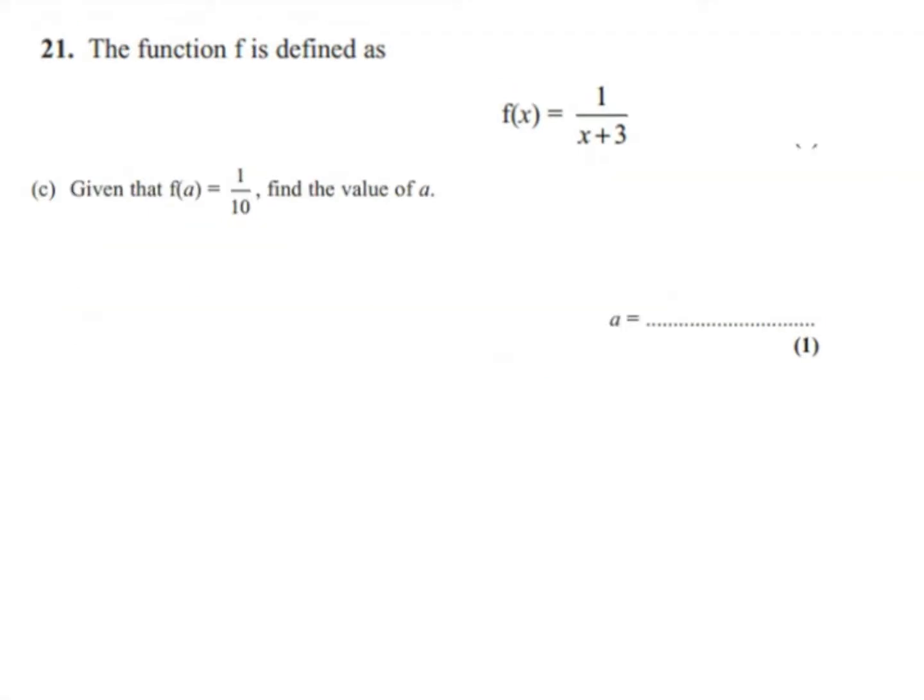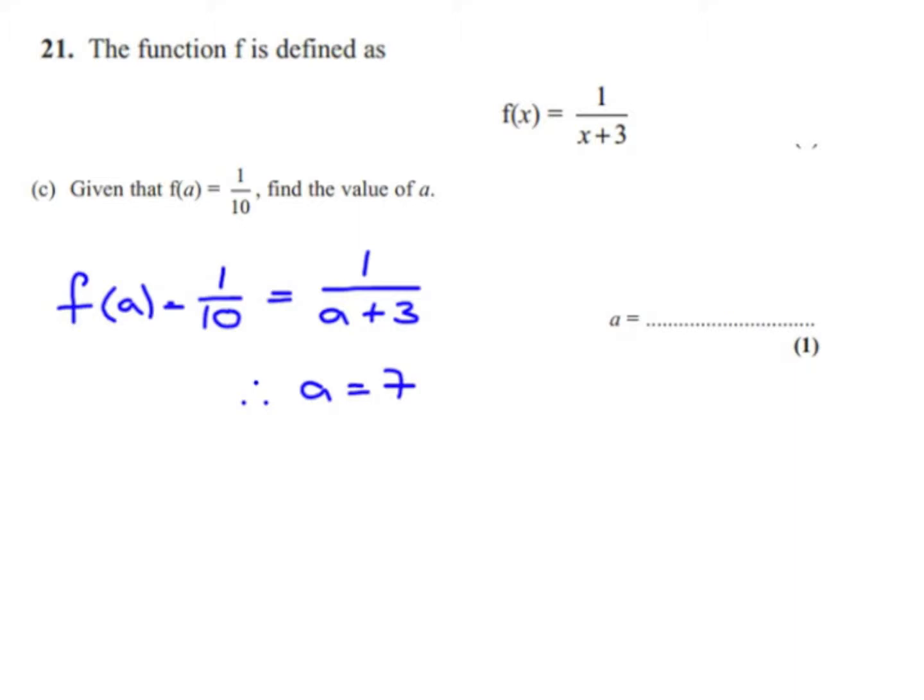In part C of this question, we're told that f of a is 1 over 10, and we need to find the value of a. Now we know that f of a is 1 over 10, but f of a is also equal to 1 over a plus 3, because the function tells us that f of whatever's in the bracket is 1 over whatever's in the bracket plus 3. Now for these two fractions to be equal, the numerators and the denominators have to be equal, and so therefore a must be 7.